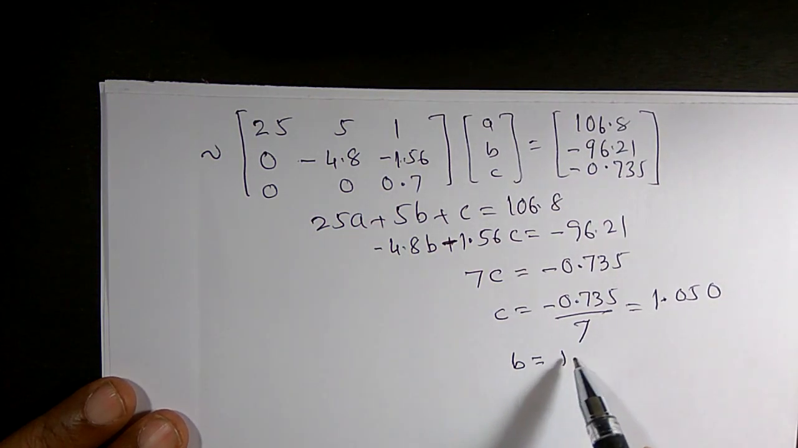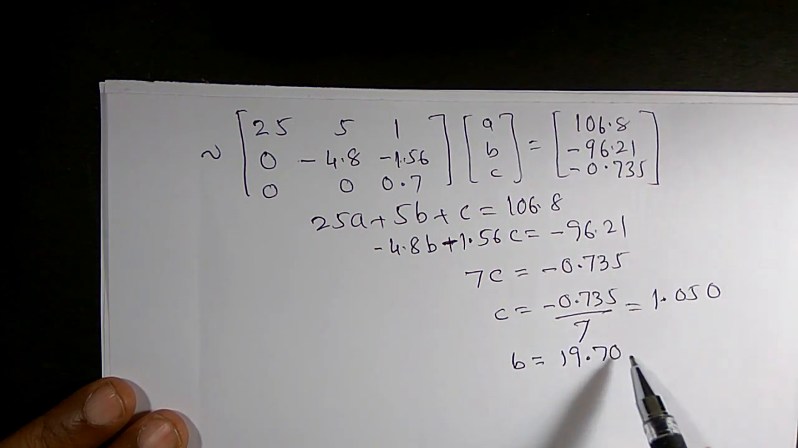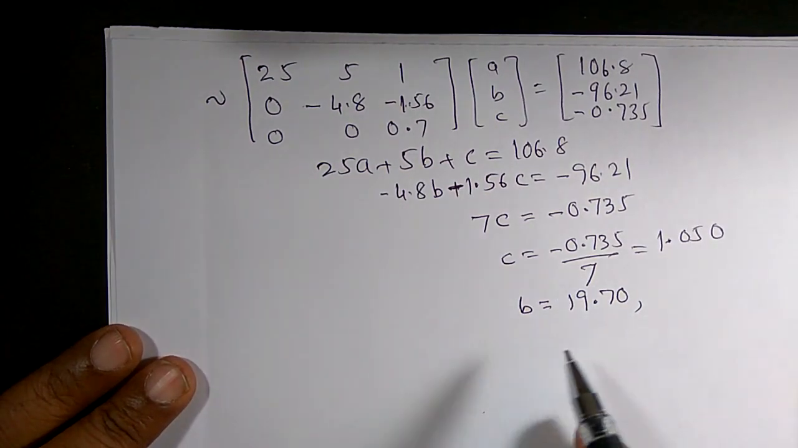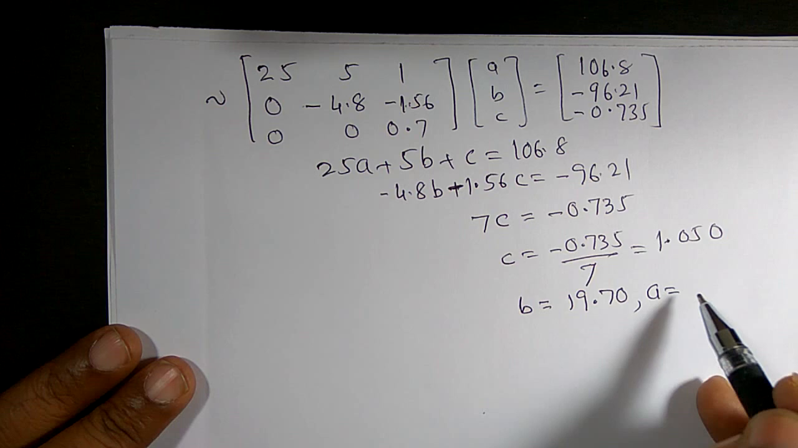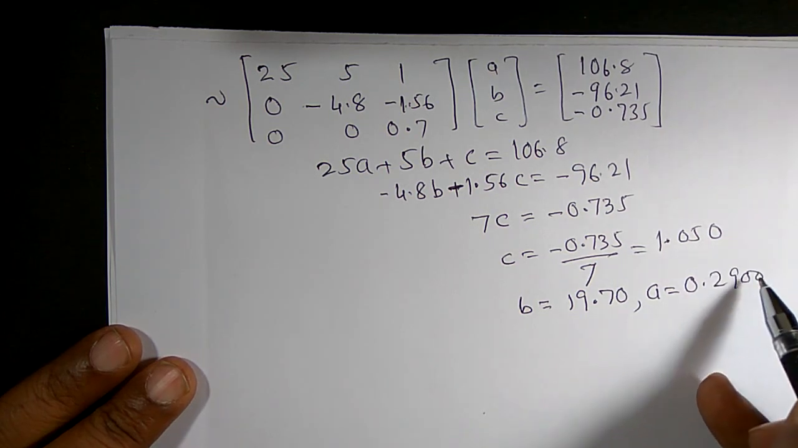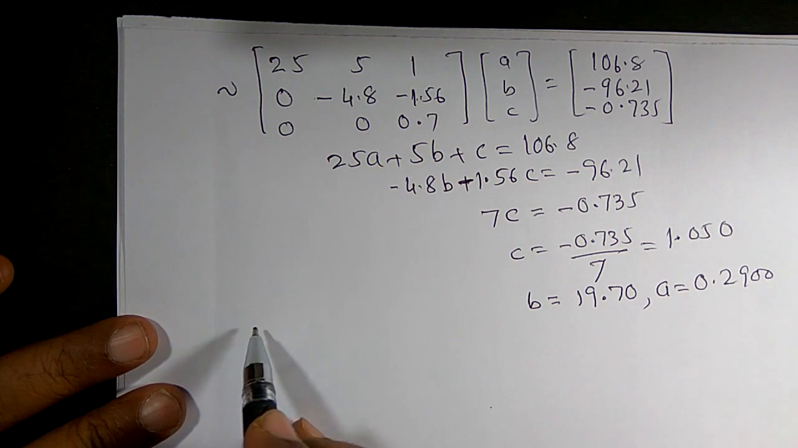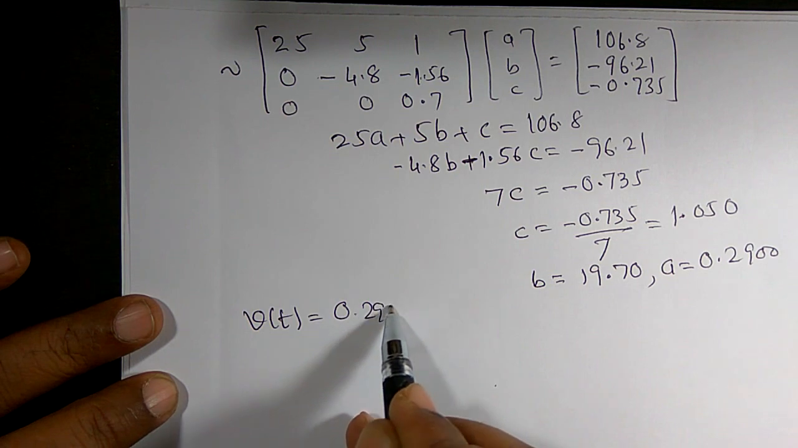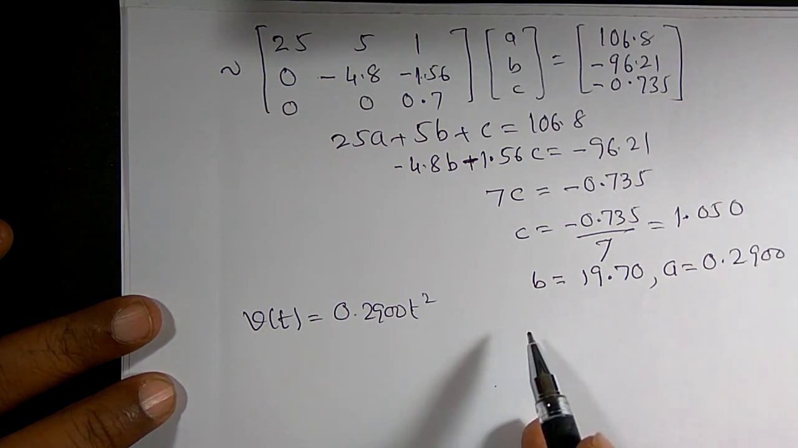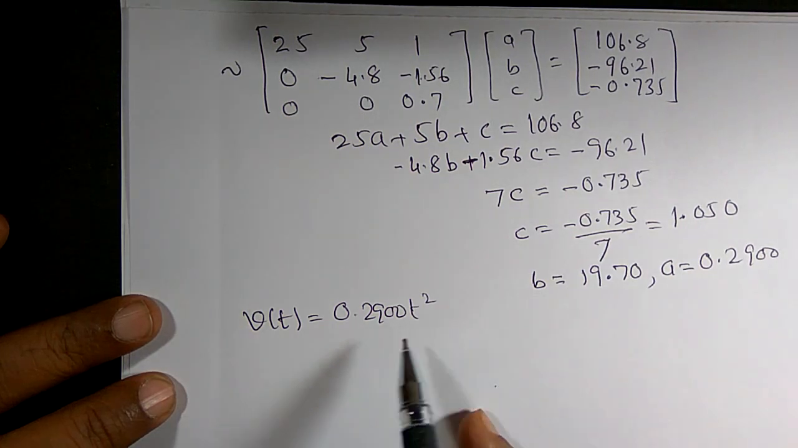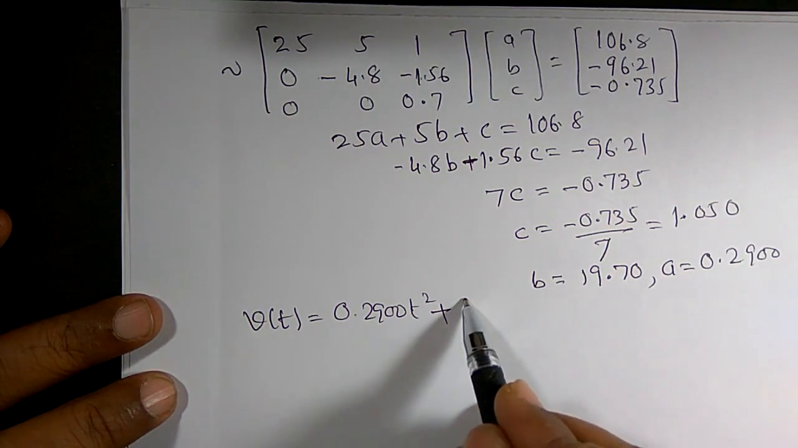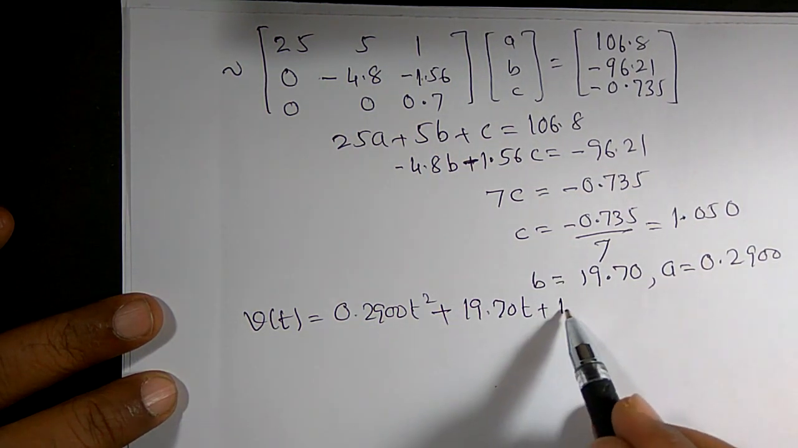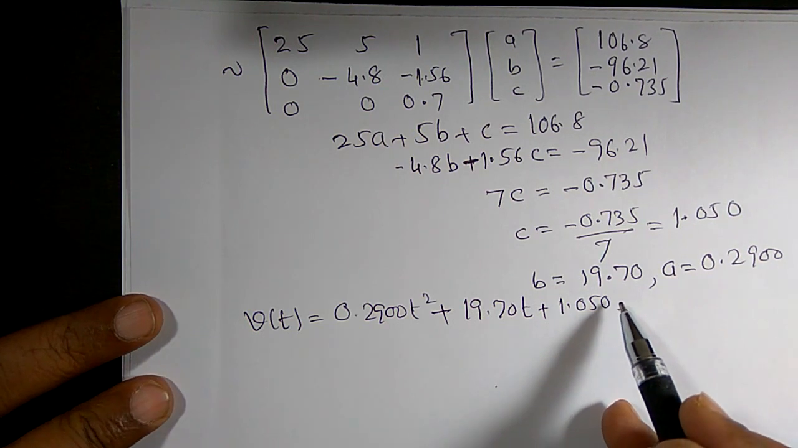You can substitute the value of c in the previous equation and you can obtain b equal to, I hope you will get, 19.70. Similarly, b is known, c is known. Substitute in the first equation and I can obtain a equal to 0.2900. You observe that in both methods we have obtained the same values for the unknowns. So once again, you can substitute these values in the polynomial: a into 0.2900, plus b, that is 19.70 into t, plus c is 1.050. So this is the required polynomial.